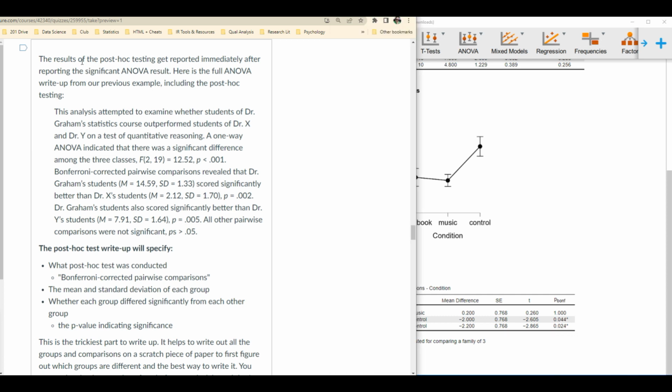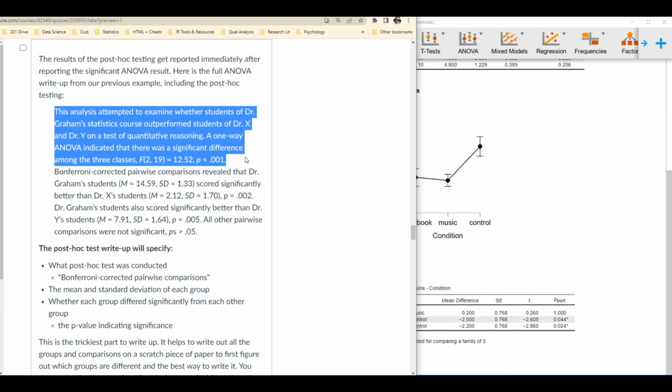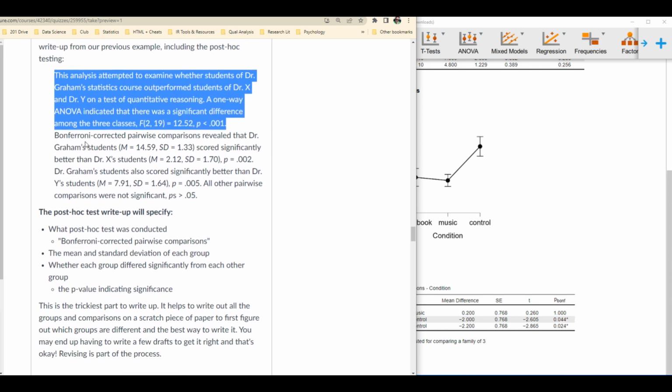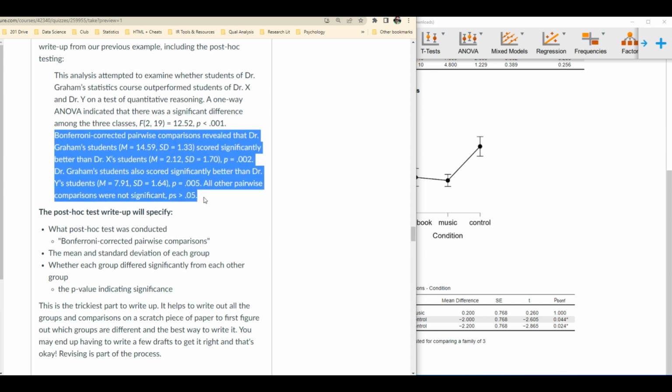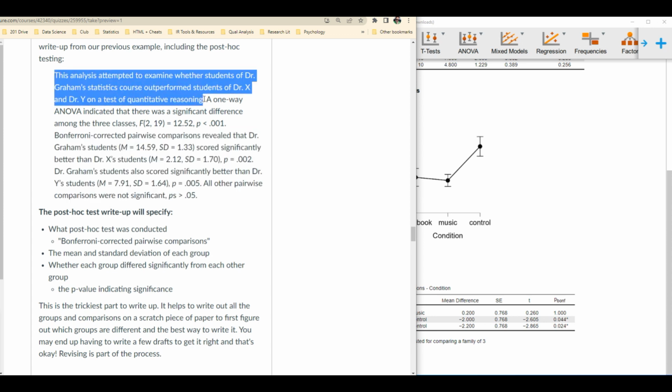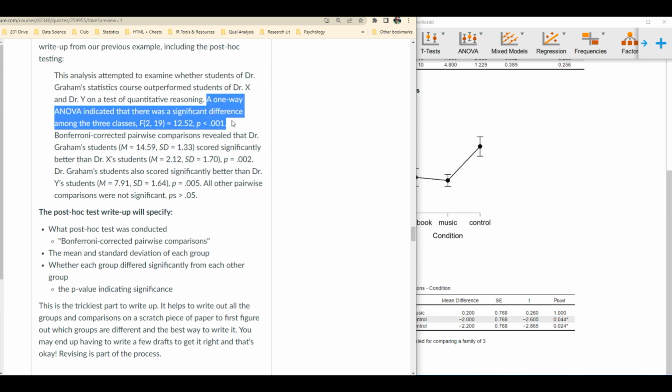So the results of our post hoc testing get reported immediately after that first part of the ANOVA. So here is our full ANOVA write-up from our previous example, including the first part plus the post hoc, right? An example of a post hoc write-up. So you'll notice you have your sentence that indicates the analysis is examining this. A one-way ANOVA indicated there's a significant difference among our levels, and here's my statistical evidence for that.